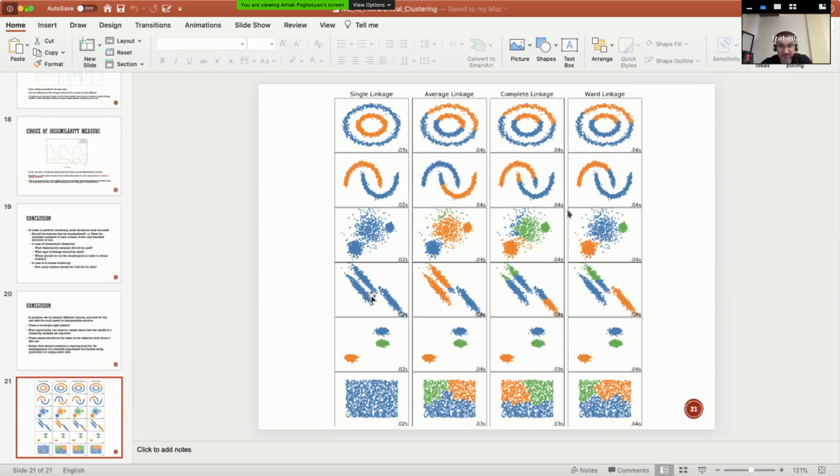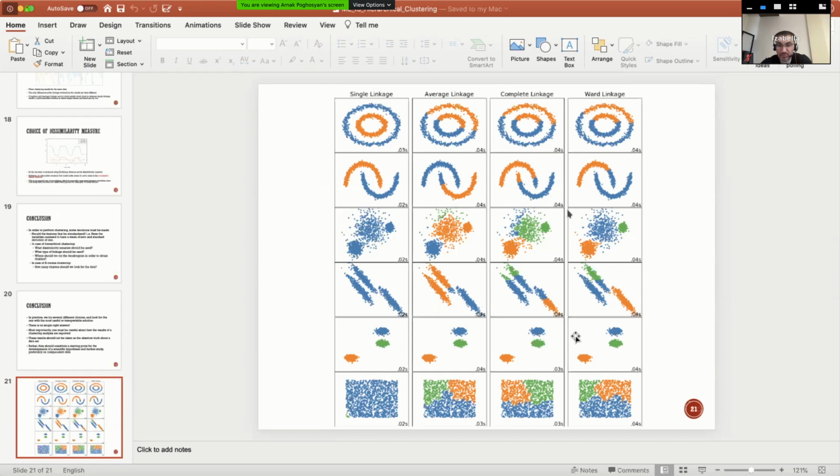And for this example, no one is actually working. You see, single linkage is just giving you only one cluster. You can imagine, because the corresponding dendrogram is very unbalanced. Here we have a rather bad picture, so no one is working for these kinds of observations.